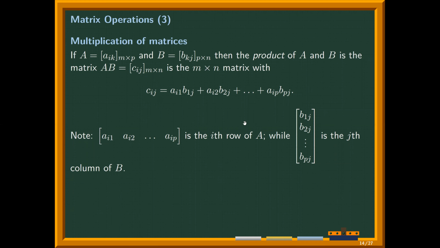Observe that in this formula, we have the entries a_i1, a_i2 up to a_ip, which are nothing but the entries in the ith row. And similarly, the entries b_1j, b_2j, up to b_pj are the entries in the jth column of B. Now, if you are familiar with the dot product operation with vectors, the entry c_ij is obtained by taking the dot product of the ith row of A and the jth column of B.